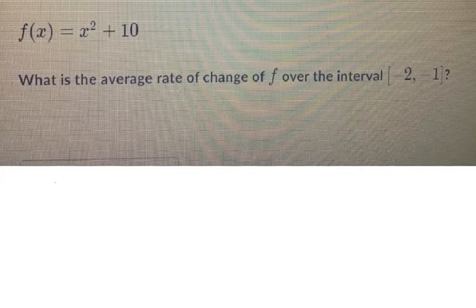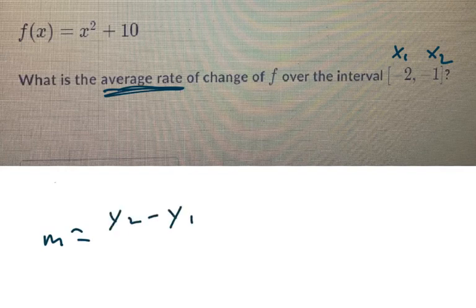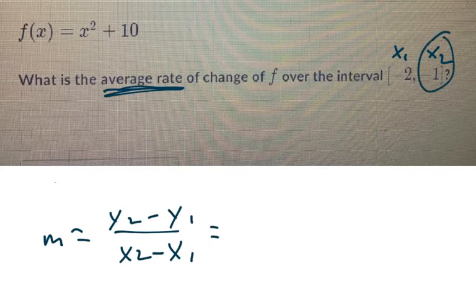Okay, let's just do one more. I promise you this one will go quicker. Here's my x1, my x2. They wanted the average rate of change again. Remember, eventually we're going to end up doing this. That's just slope, right? So let's first do the -1, our x2.